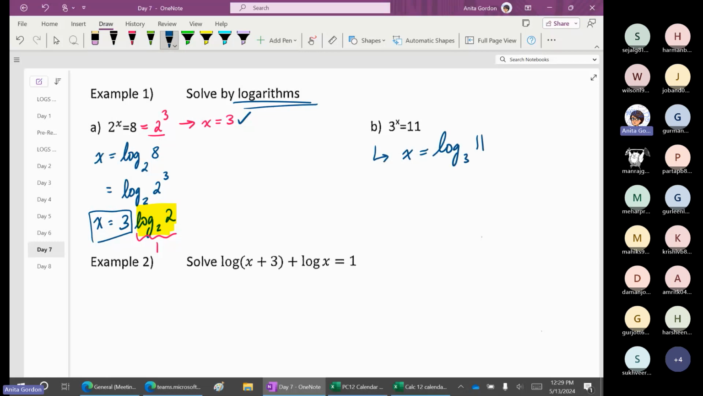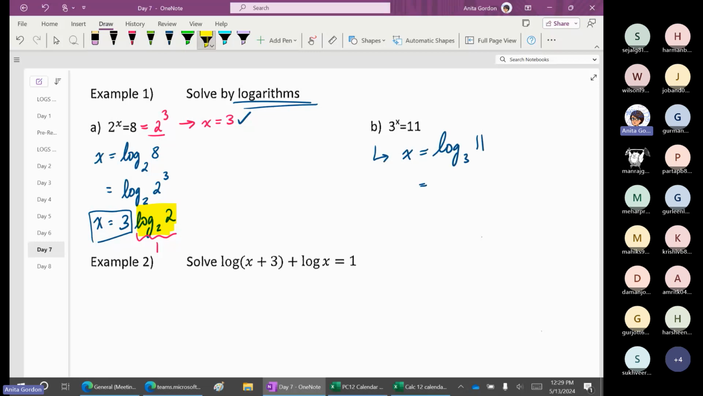I cannot rewrite this in a way that cancels out, right? I cannot write 11 as a base 3 exponent. So what I'm going to do is use one of my rules because I want to use my calculator to figure this out. I can do a change of base. My calculator only understands base 10. So I'm going to change this into base 10.